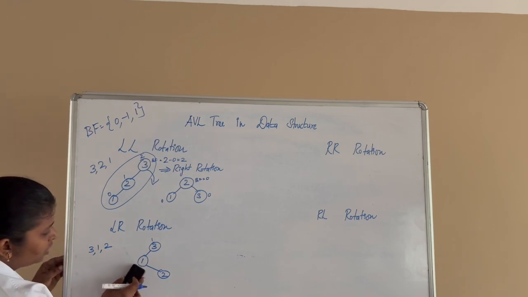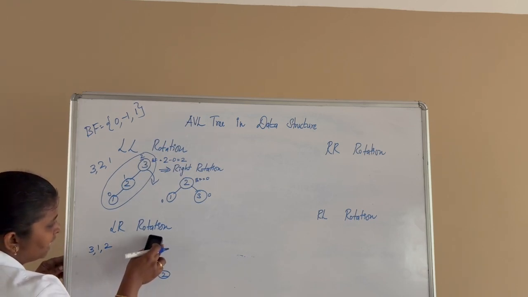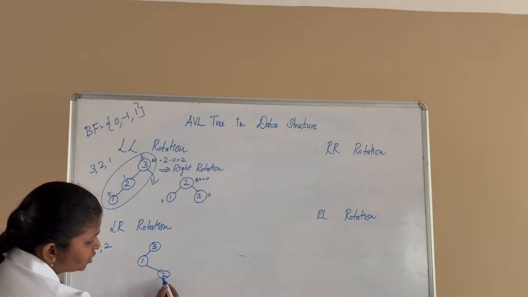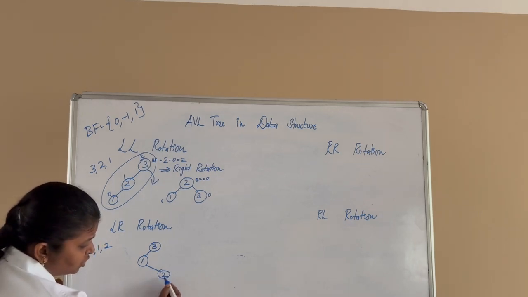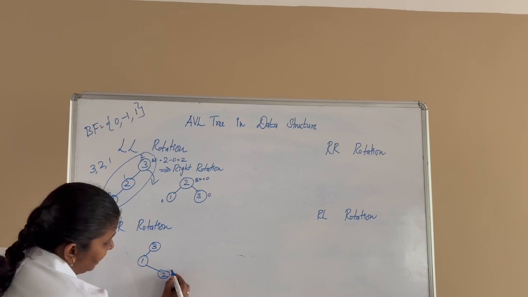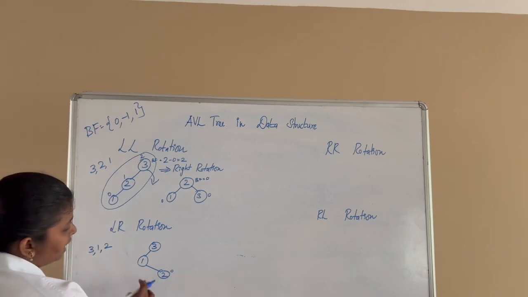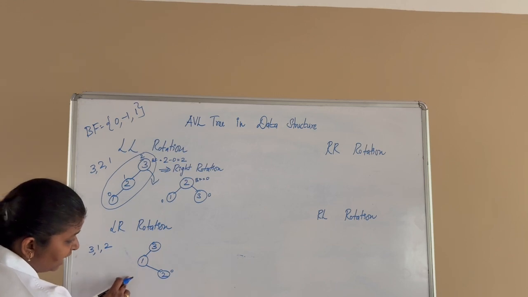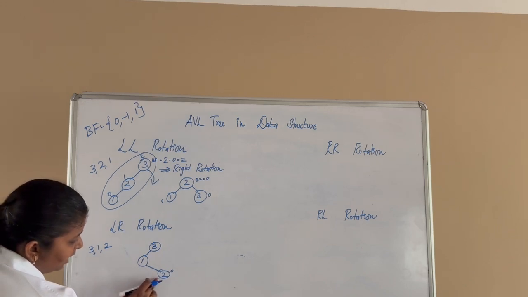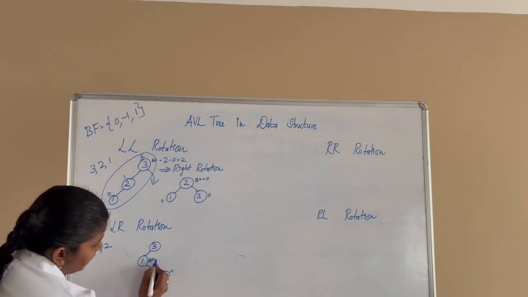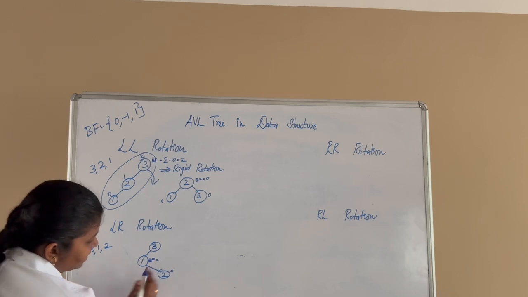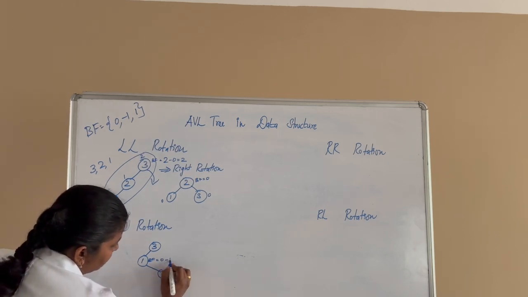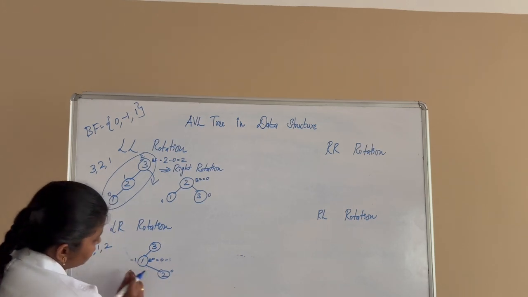Now we have to check the balance factor for each and every node, right? Here there is no child since it is a leaf node, so the balance factor is 0, right? And here we don't have any left child, we have only one right child. So the balance factor is equal to height of the left child 0 minus height of the right child 1. So the balance factor is minus 1 here.